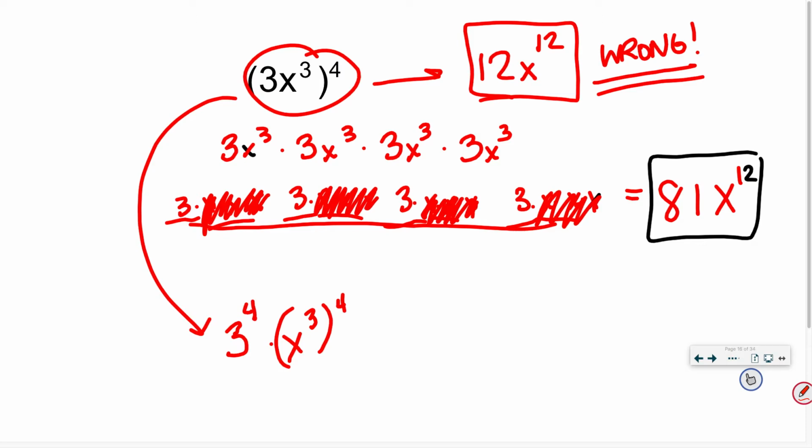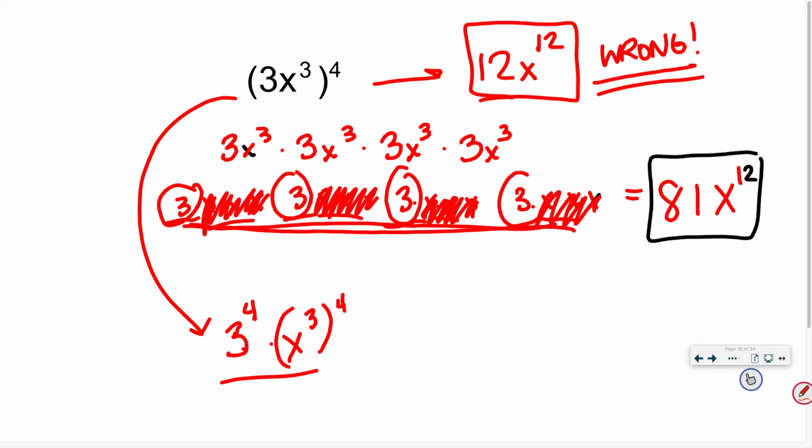Does anyone have questions about how we get from 3x cubed to the 4th broken out to 81x to the 12th? Go ahead. 3 to the 4th power. Yep. So the reason I wrote this, everything in this parentheses is being raised to the 4th power. So if I wanted to break it up, I could. By breaking it out this way, you are actually showing that you're doing 3 to the 4th power. So you have 3, 3, 3, and 3. And then x cubed, which I crossed out, but x cubed times x cubed times x cubed times x cubed.